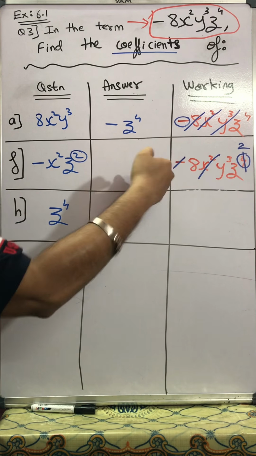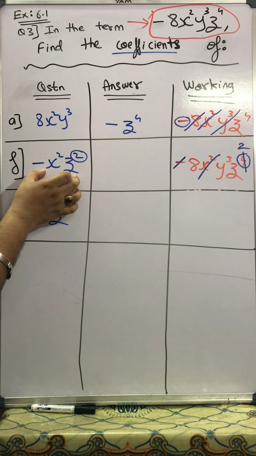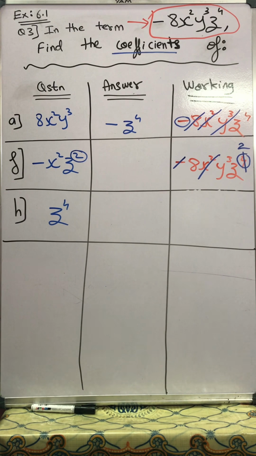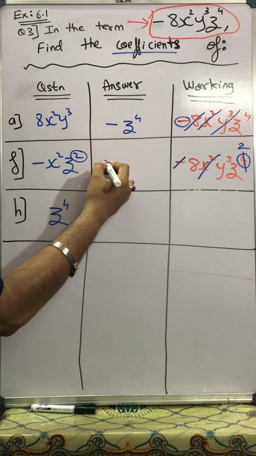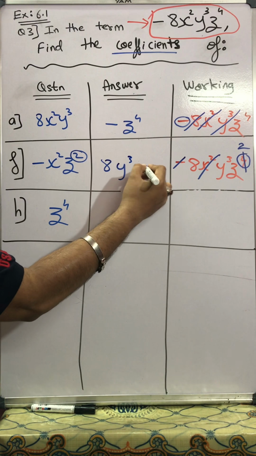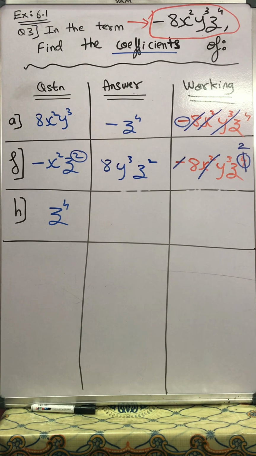So the remaining things are the partners of this in this term. So these are the coefficients of this. Okay, so what are the remaining ones? 8, okay, here y cube and z square. Hope you all are understanding. Answer is 8 y cube z square.